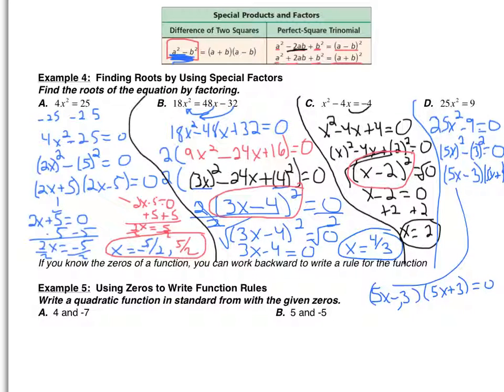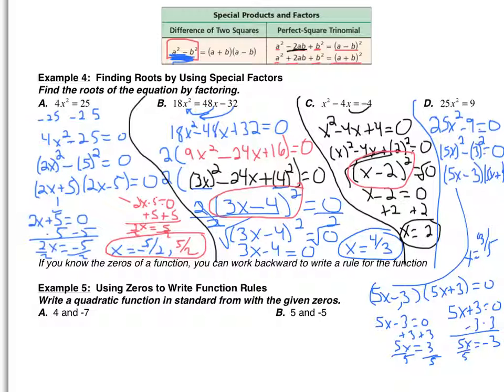And then we go ahead and set 5x minus 3 equals 0, add 3, 5x equals 3, divide by 5. So I have x equals 3/5, and 5x plus 3 equals 0, so I subtract 3, and I get 5x equals negative 3, divide by 5, and I also get a negative 3/5. So we get a positive 3/5 and a negative 3/5 for our answers to letter D.